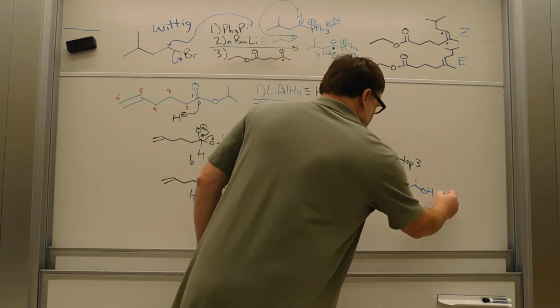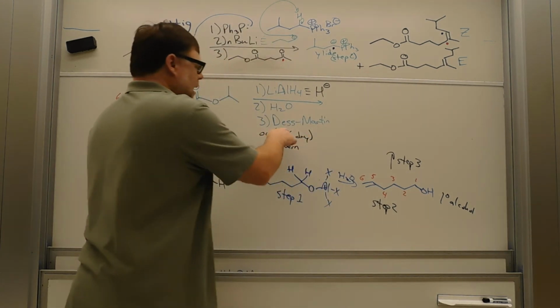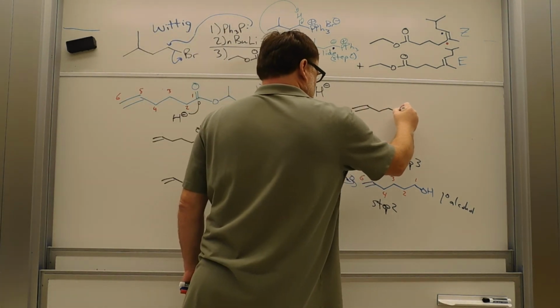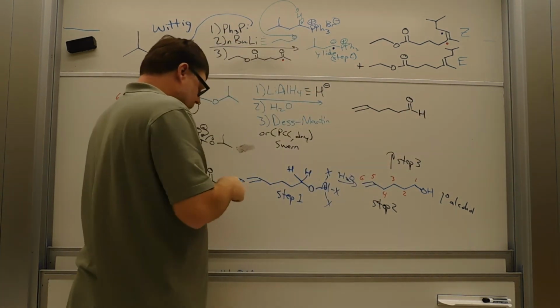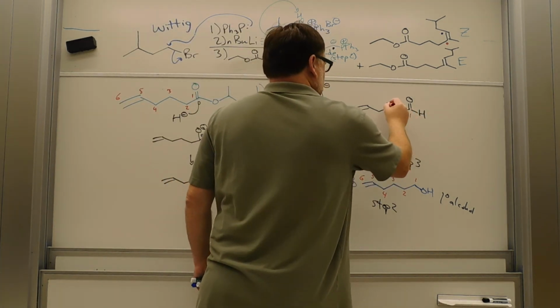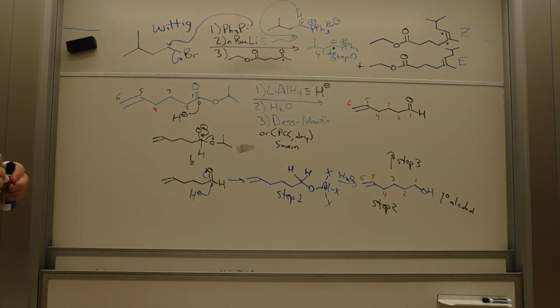So we have a primary alcohol. There's no way to make a hydrate because it's under dry conditions. And so the final product is going to be this aldehyde. And again, count your carbons. Make sure you get the right number of carbons. 1, 2, 3, 4, 5, 6. So this is 5-hexenal would be the name of this compound.